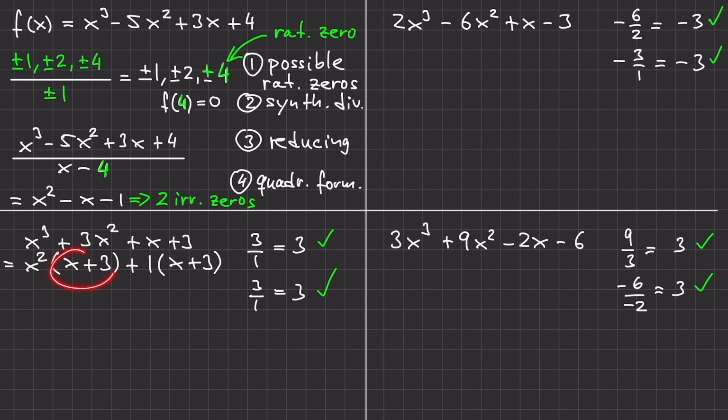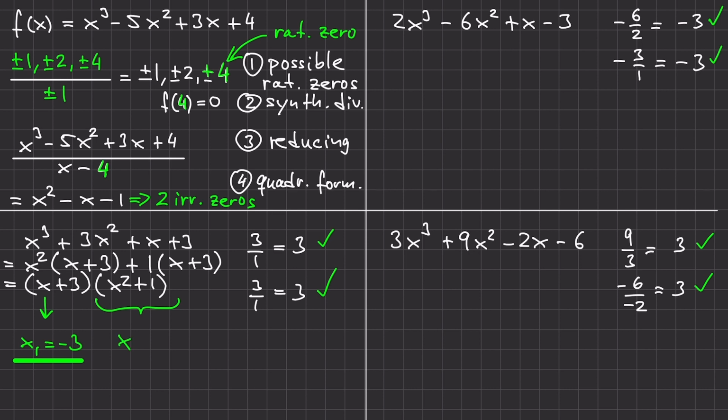We see that x plus 3 is in both terms. So we can write x plus 3 in parentheses times x squared plus 1 in parentheses. The first zero is -3, because -3 plus 3 equals 0. Let's find out what the other zeros are.